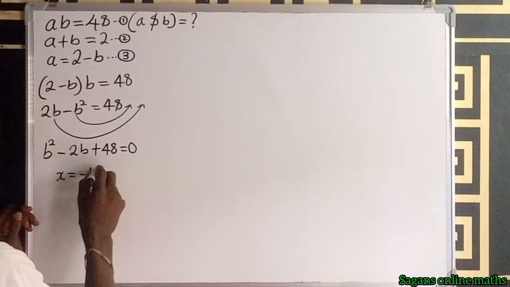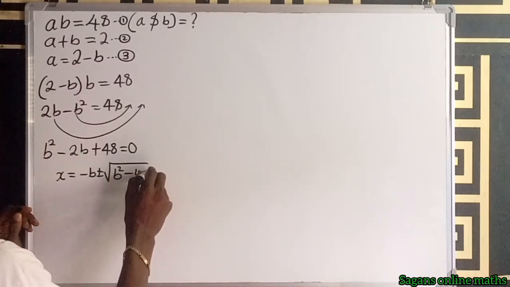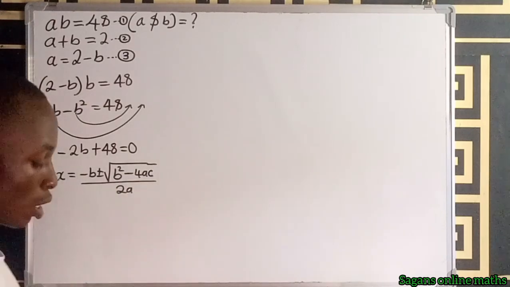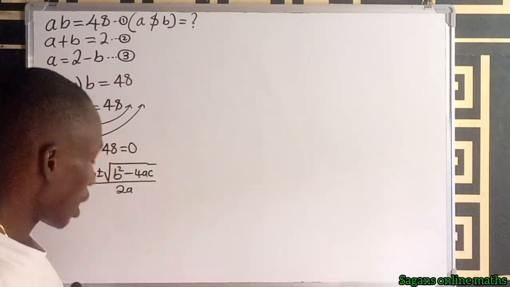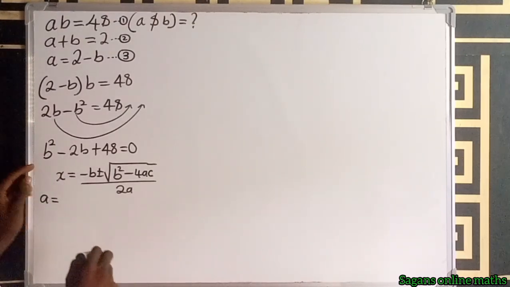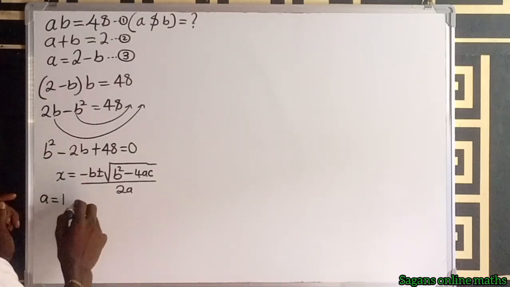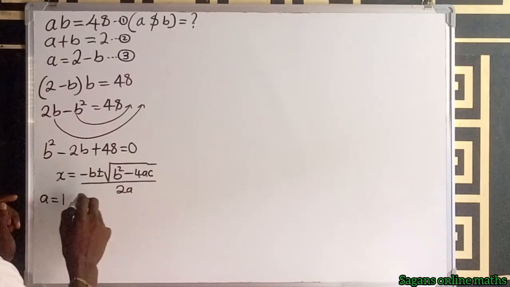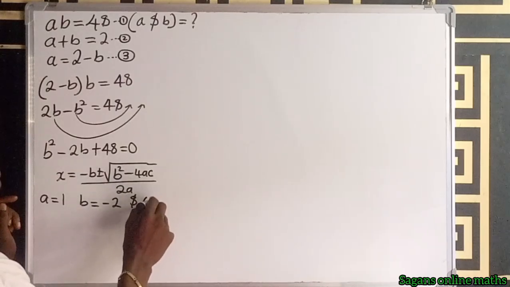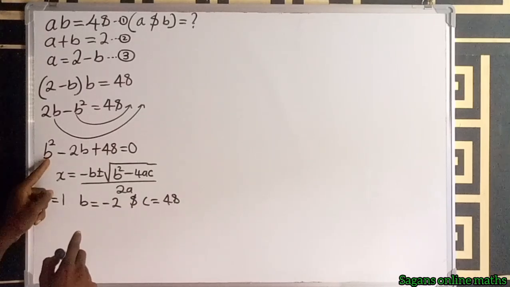We know that by the formula method, X is equal to minus B plus or minus the square root of B square minus 4 multiplied by A multiplied by C, all divided by 2A. This is the quadratic formula. Now, for this question, our A is 1, since the coefficient of B square here is 1. Our B will be minus 2, since the coefficient of B here is minus 2. And our C, which is the constant, is 48.